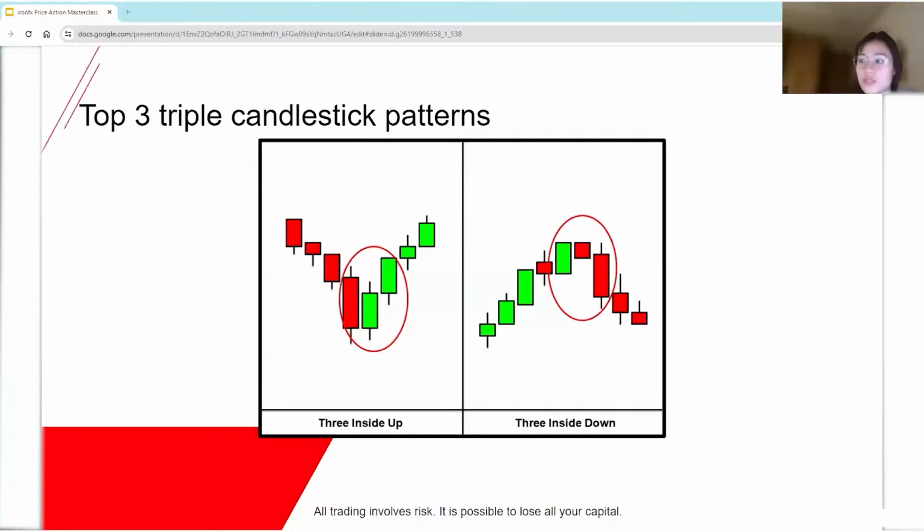Okay, the opposite is true again for your three inside down. So starting off, we have a long bullish candle, which indicates a strong uptrend, and a smaller bearish candle here that's completely contained within the body again, confirming. And then lastly, the long bearish candle closing below the first candle, confirming the reversal.